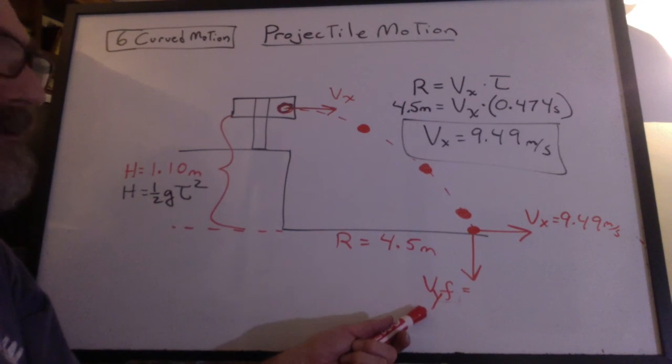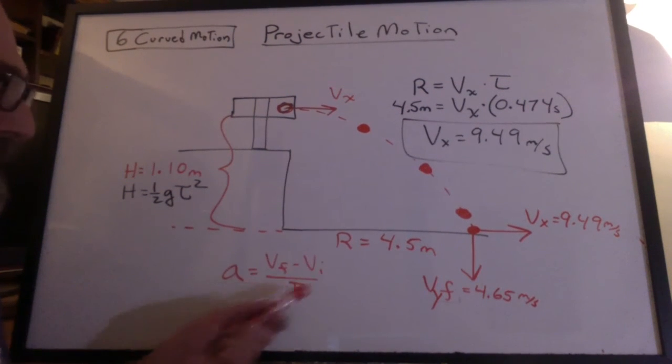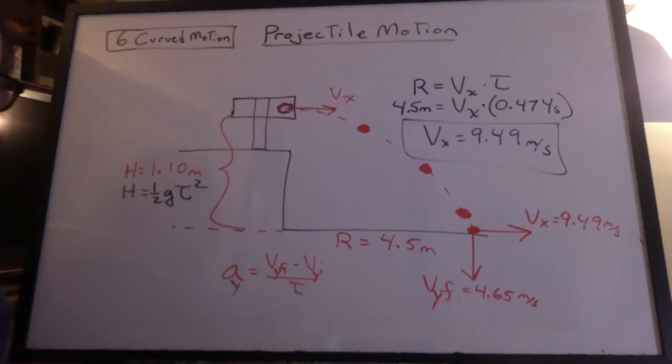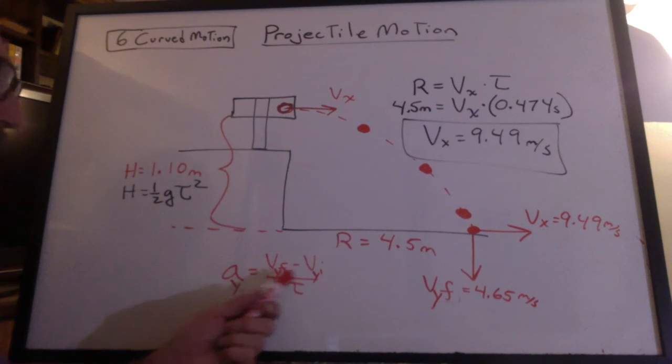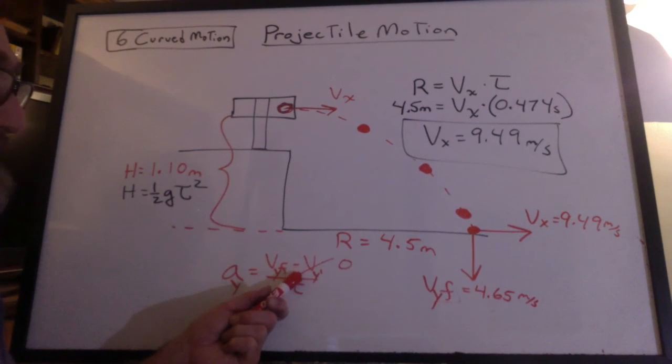Notice I put a y here. That's down. I get 4.65 meters per second. How'd I get that? All your kinematics formulas still work. But if that's in the y direction, everything over here has to be in the y direction. That means the initial velocity is a 0.